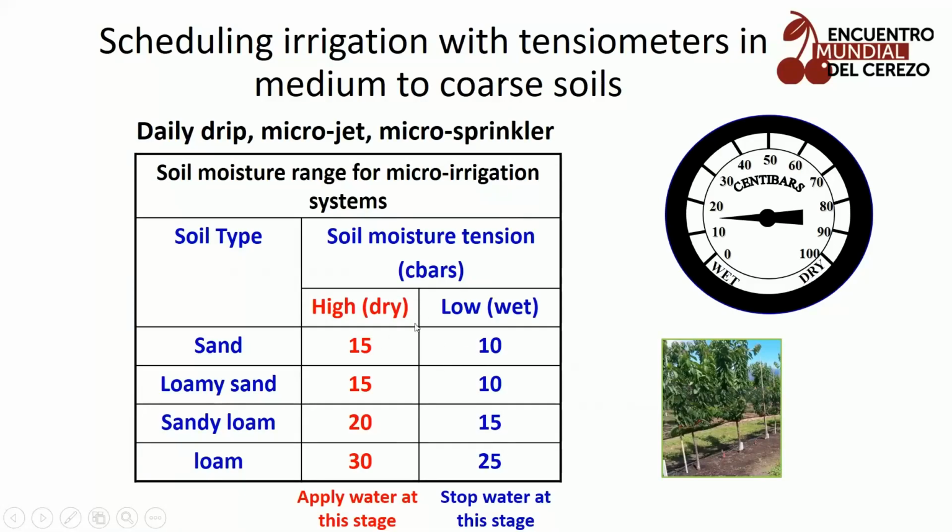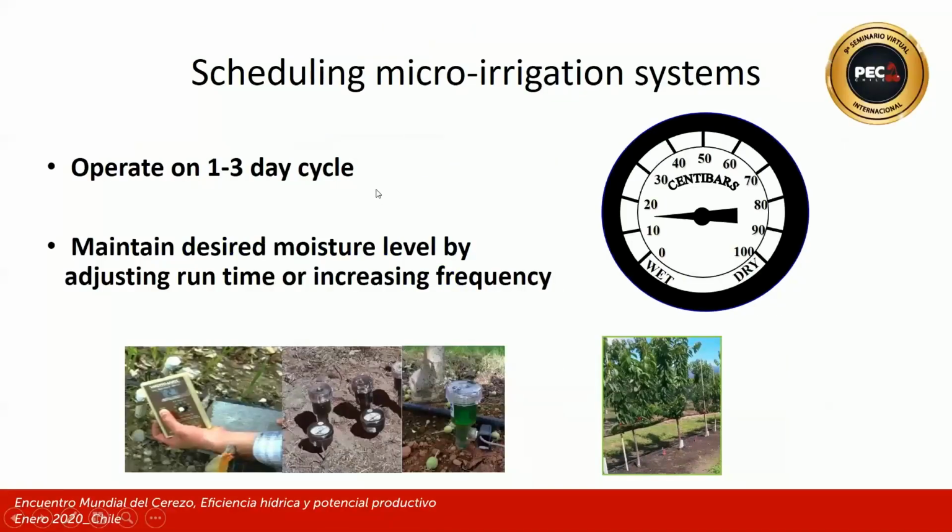Note the very narrow range of readings, which occurs because we are looking at soil moisture ranges for micro irrigation systems such as daily drip, microjet, and micro sprinkler. To schedule a micro irrigation system based on these readings, again, these are ones that operate on a 1 to 3 day cycle, we maintain the desired moisture level in the soil by adjusting the runtime or increasing the frequency.